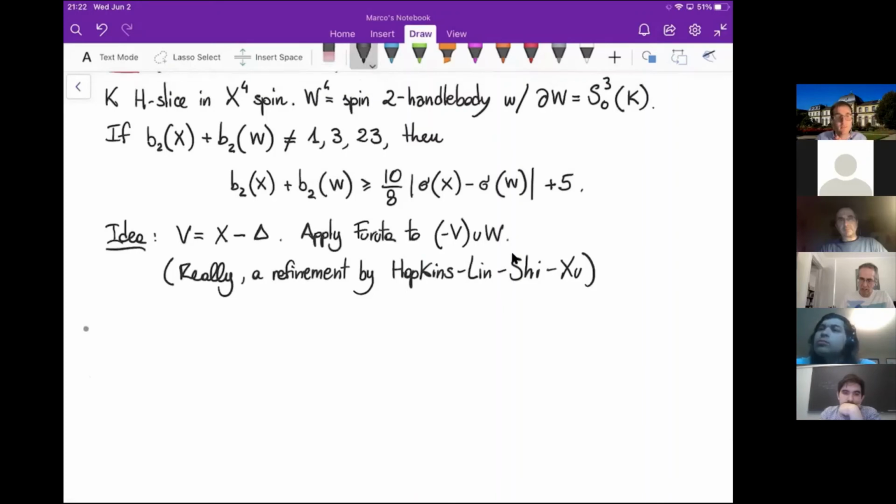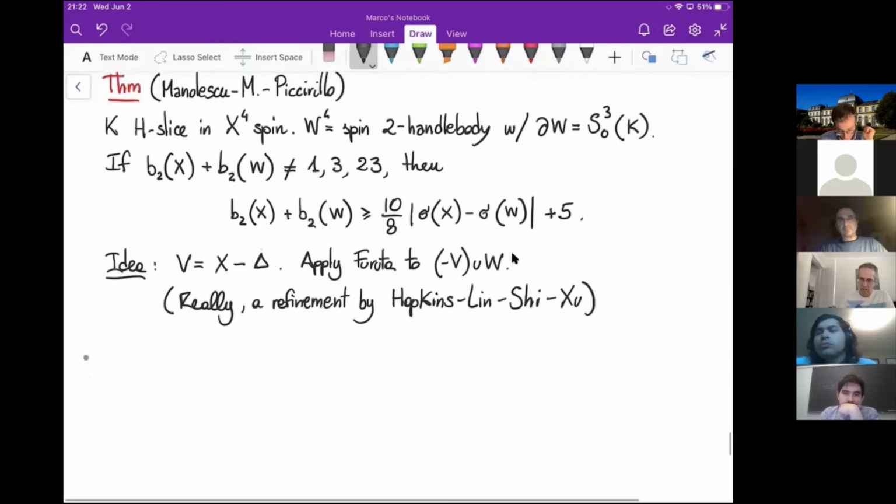So here is the idea. You consider the exterior of an H-slice disk. You call it V, and then you can apply Furuta's theorem to negative V union W, which happens to be spin, because the crucial point here is that every spin structure on the zero surgery of K extends to V. So when you glue V and W, you're sure that you still get a spin four-manifold.